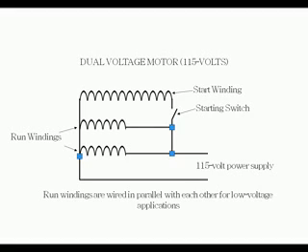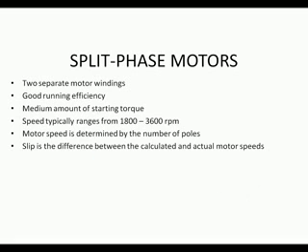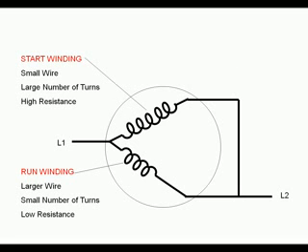A dual voltage motor has the start winding and starting switch, run windings. Run windings are wired in series with each other for high voltage applications. In other words, we make the run winding bigger. At 115 volts, these run windings are wired in parallel with each other. Again, this allows us to use the same voltages across it. So a dual voltage motor can either run at high or low voltage.